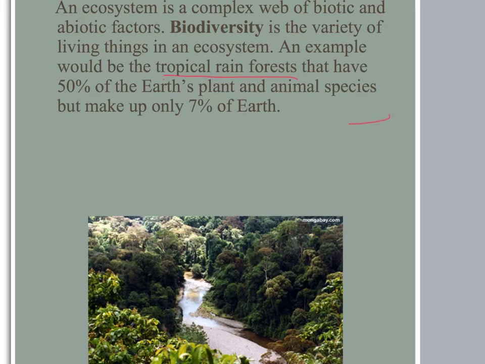So the rainforest is about in South America somewhere. It's a small area, but it has tons of kinds of animals, tons of kinds of plants. So it has the most biodiversity in the rainforest.